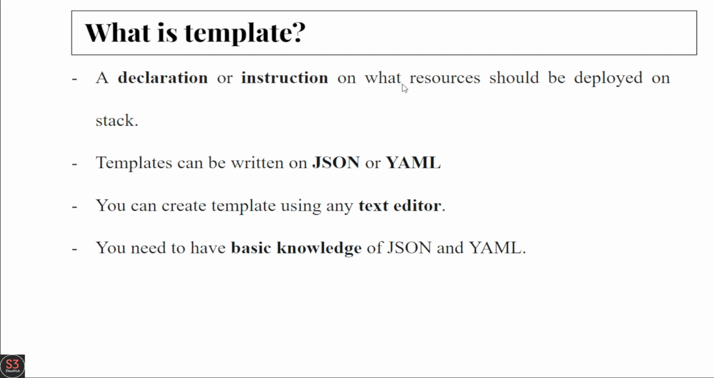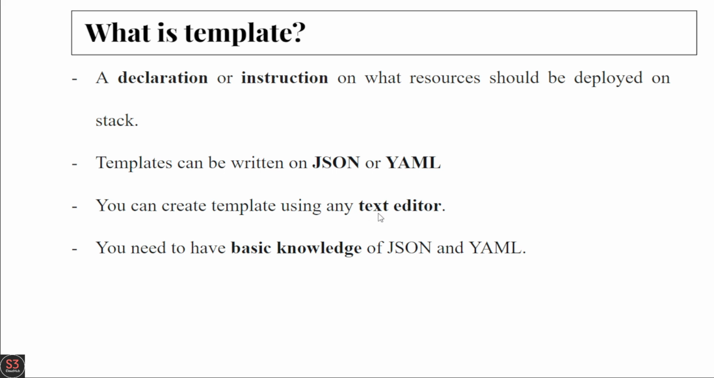We have to create a file in which we include all the resources which we want, and that file is called a template. Templates can be written in two formats: first JSON and second YAML. You can create a template using any simple text editor. You can also use simple Notepad to create a template file.